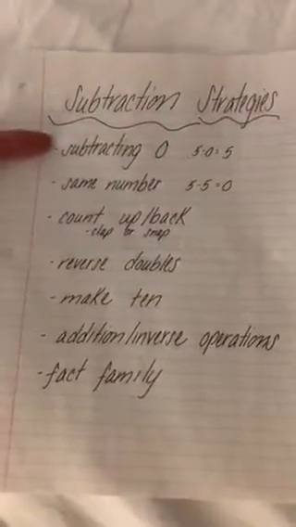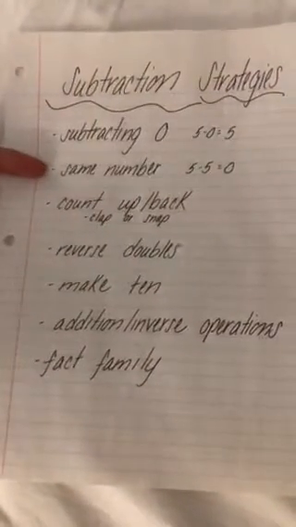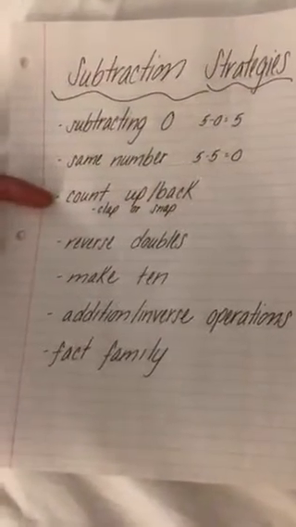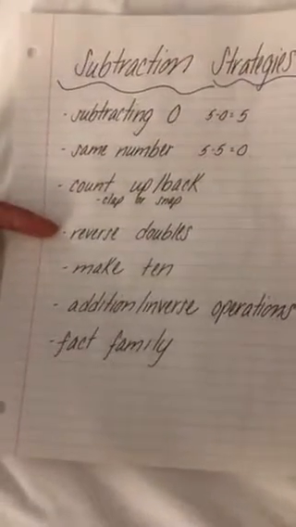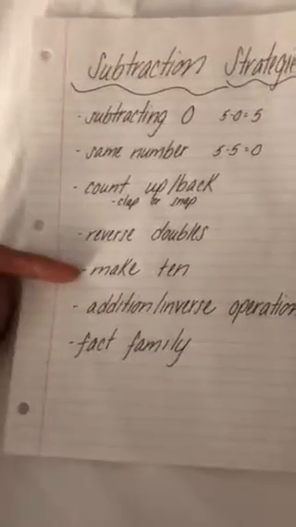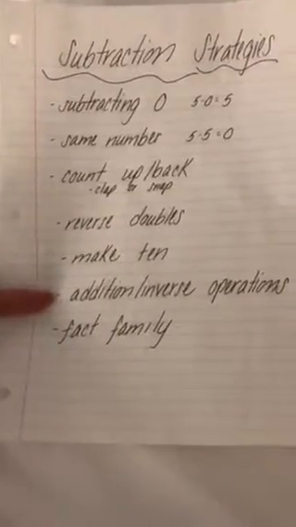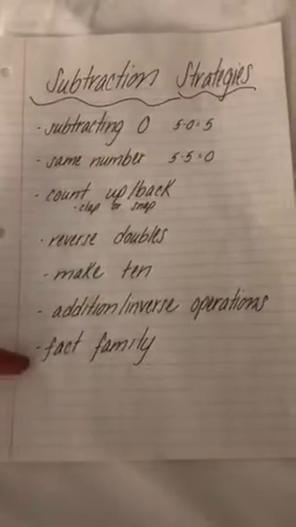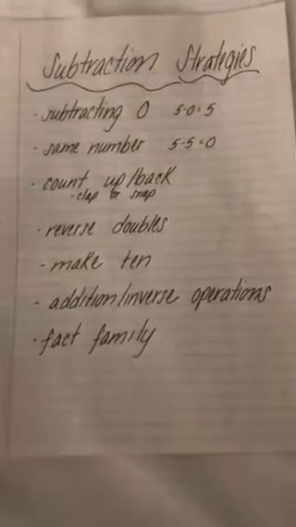So we'd be looking at subtracting 0. Any number minus 0 is the number itself. The same number strategy, any number minus itself gives you 0. Counting up or counting back, I usually call that a clap or a snap back. Reverse doubles. Making a 10. Addition or inverse operations, and I teach that even to my first graders. And also goes along with addition, but using a fact family. And sometimes I call that go with what you know.